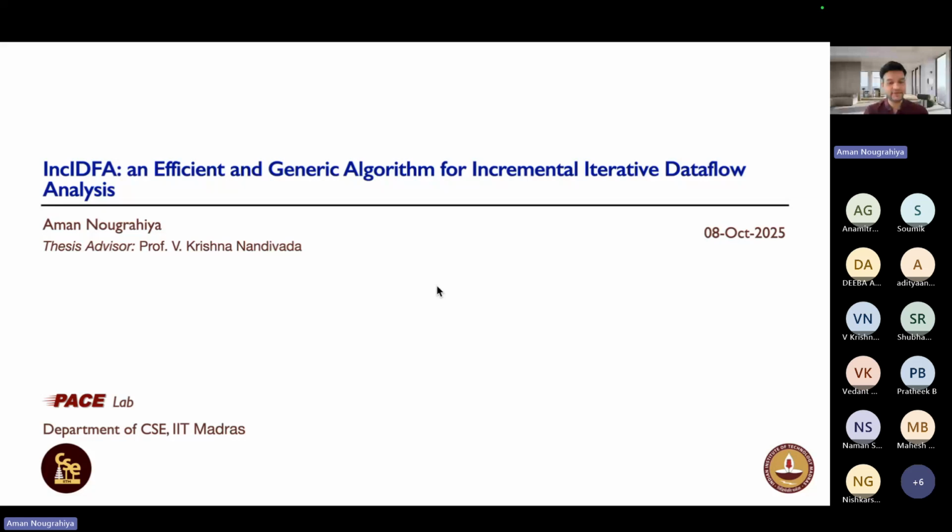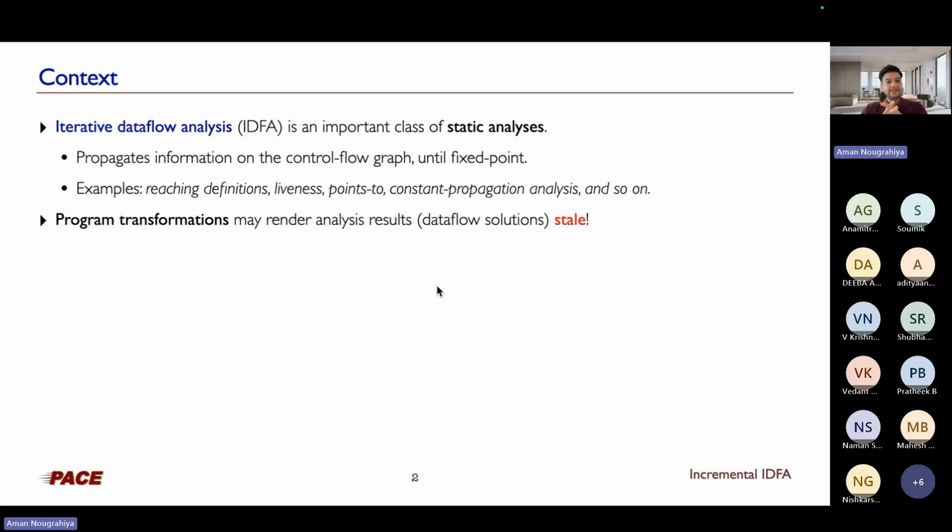Okay, moving on. So let's understand what is an IDFA. I'll just try to keep this talk very basic so that people from all the different domains can understand the context well. IDFA stands for Iterative Data Flow Analysis, and it's an important class of compiler analysis where basically we have a control flow graph of the program and try to propagate information on the edges of the control flow graph until we reach some fixed point. This can help us understand various properties of the program at static time. Some examples are reaching definitions, liveness, points-to analysis, constant propagation, and so on.